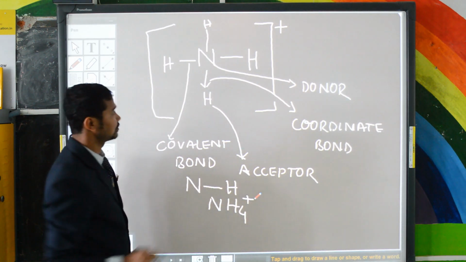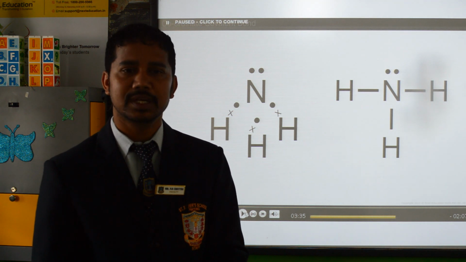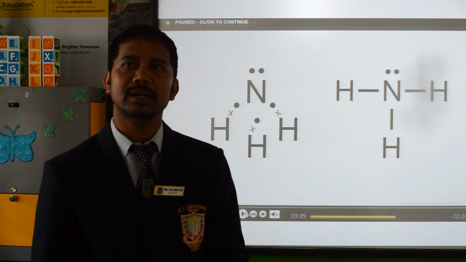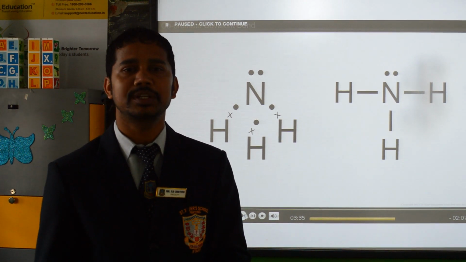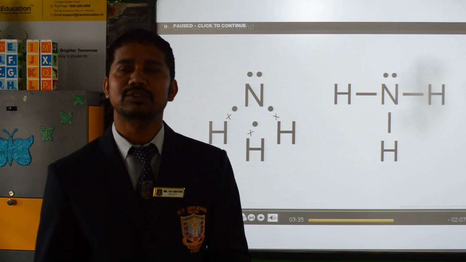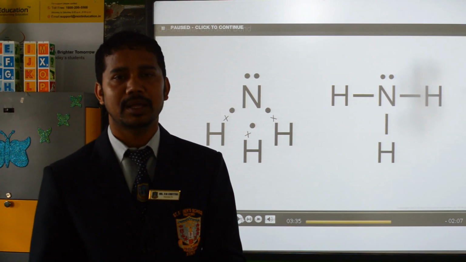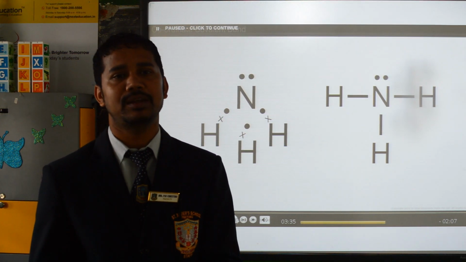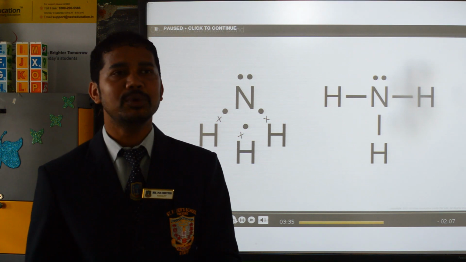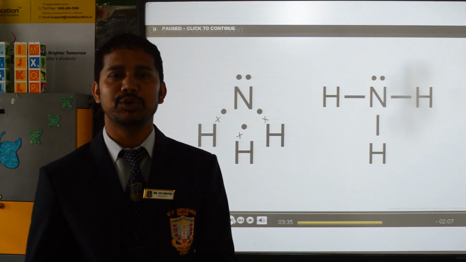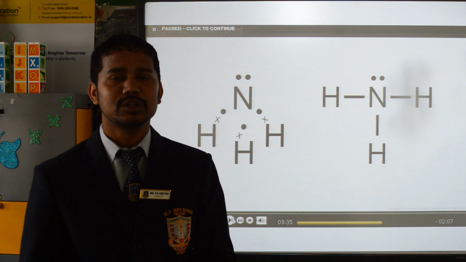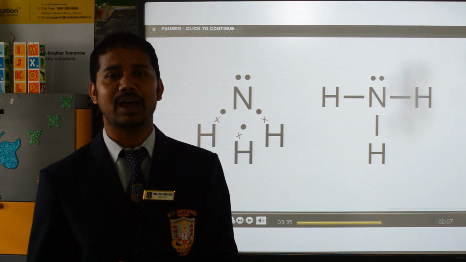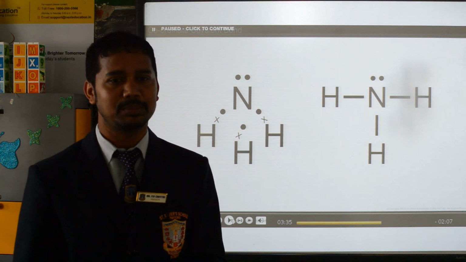Ammonium ion. Recapitulation of today's lesson. There are three types of chemical bonds: ionic or electrovalent bond, covalent bond, and coordinate bond. Ionic or electrovalent bond is formed between metal and non-metal. Covalent bond is formed between non-metal and non-metal. Coordinate bond or dative bond we have already done. Now you must be thinking, what is dative bond? So a coordinate bond has both the properties of a covalent bond as well as ionic bond. Hence it is also called dative bond.